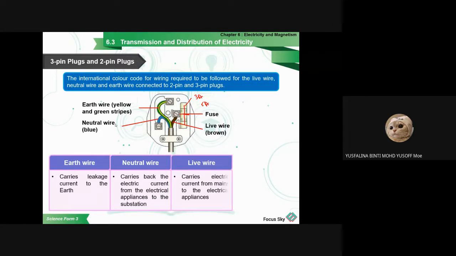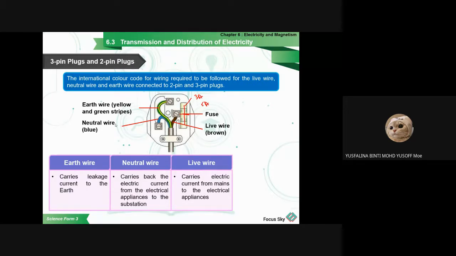So the earth wire carries leakage current to the earth. And the neutral wire carries back the electric current from the electrical appliance to the substation. Just like we saw just now, right? And the live wire carries the current from the substation to the electrical appliance.